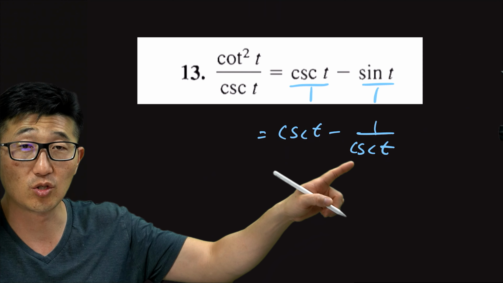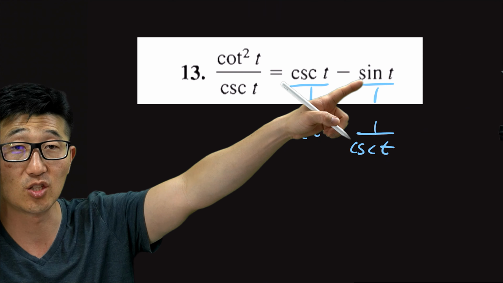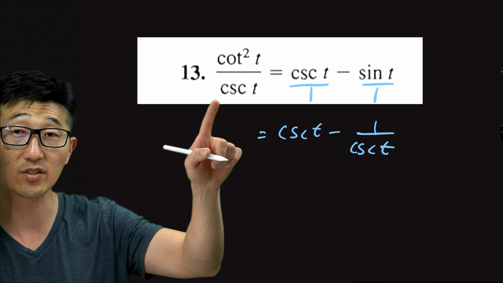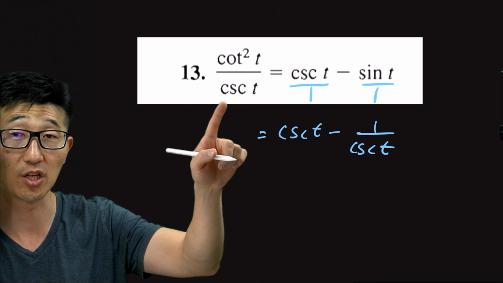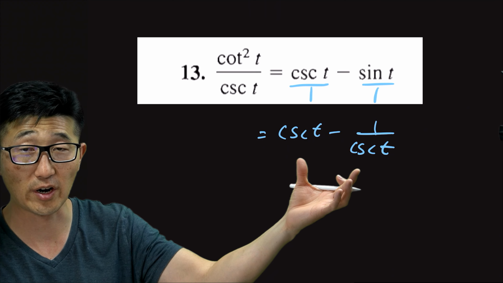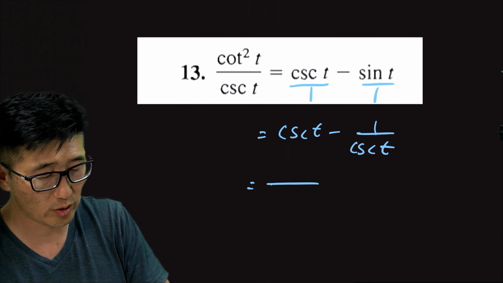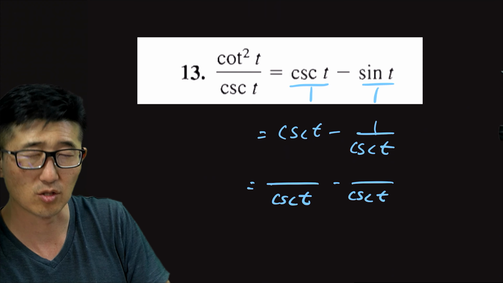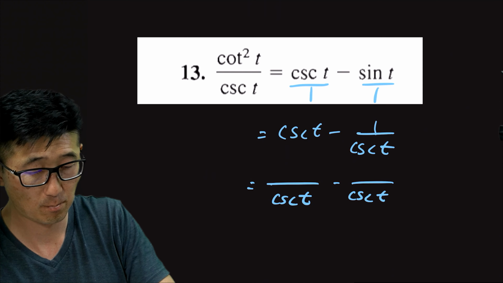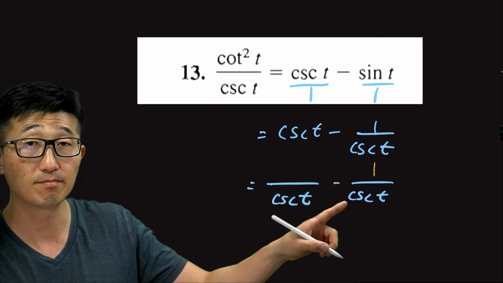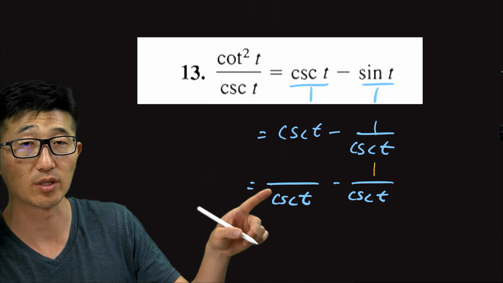Okay, so do you see what I'm doing? I turned the sine into a what? Into a cosecant. Why? Because on the left side, I need a cosecant on the denominator, right? Yeah. Now I'm going to take the two fractions and turn them into a common denominator of cosecant t. Okay, do you see why I'm doing this? Yeah. Okay, so the second one stays the same. What about this one?